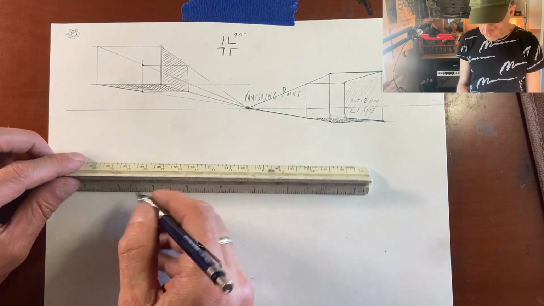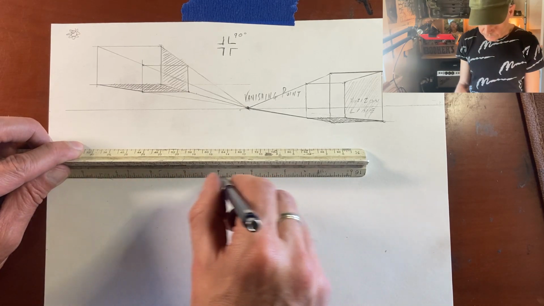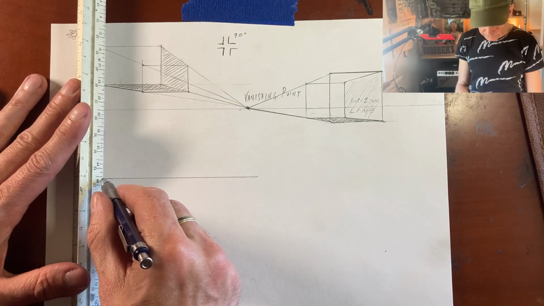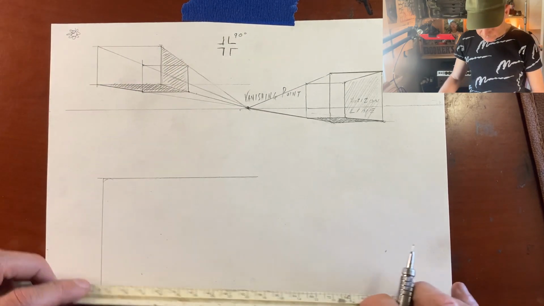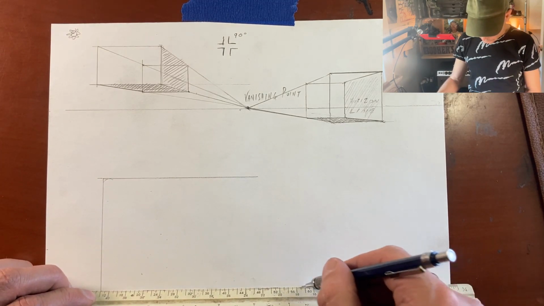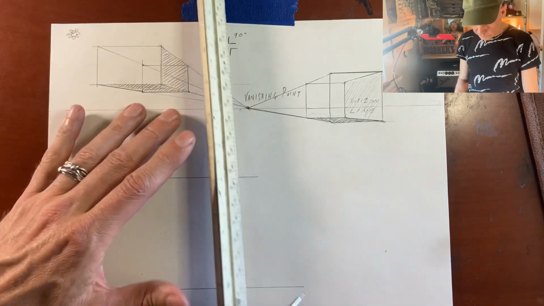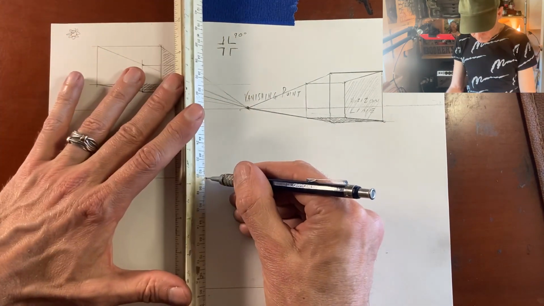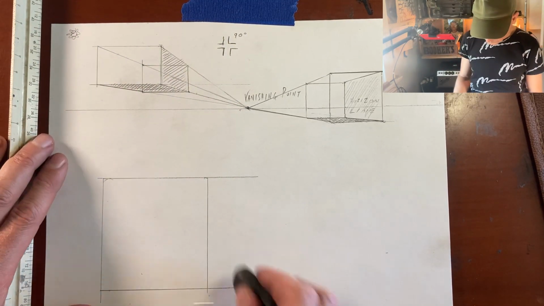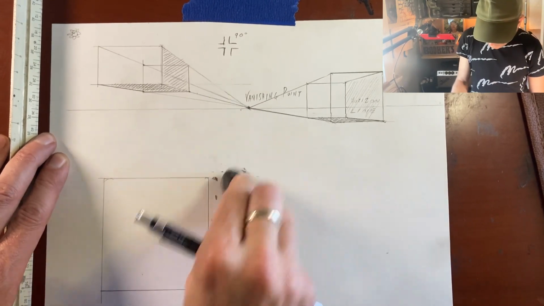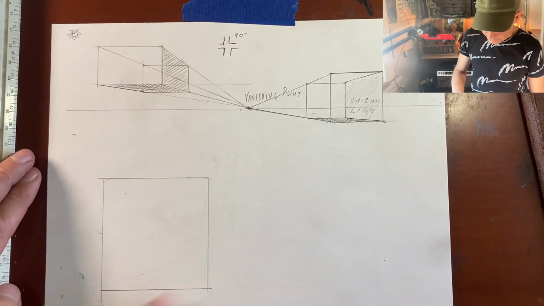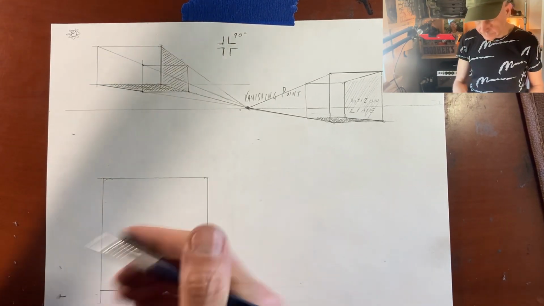Let's make it a square for the table. So this is below the horizon line. We'll see the top of it. Let's make it big, give ourselves room. I'm going to keep it square. That line I'm aligning with the bottom of the paper. And there's the right side. Okay, you know what to do.